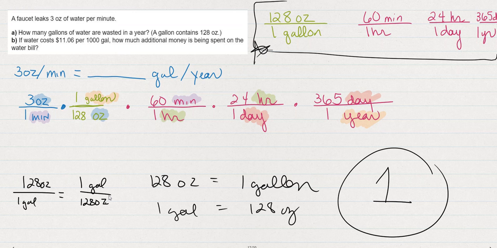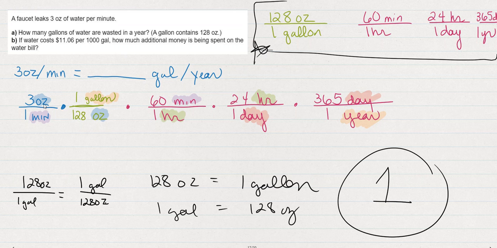But the first step is to write what we're starting with, this 3 ounces per 1 minute, and to write it over 1. So 3 ounces over minutes over 1. So 3 ounces related to 1 minute. And now I'm going to just multiply as many unit conversion fractions as I need, until I'm left with gallons per year. Now, how did I pick each of these?